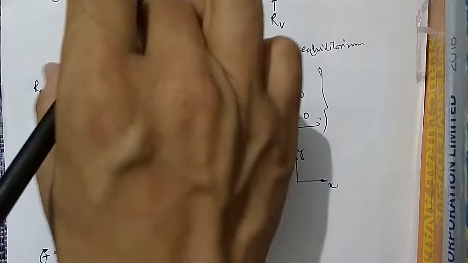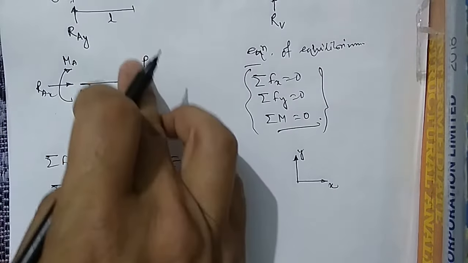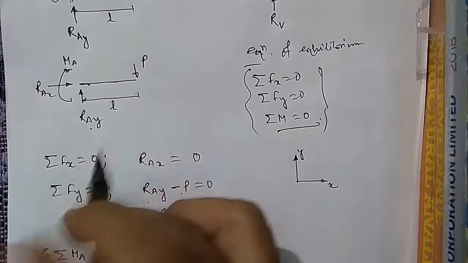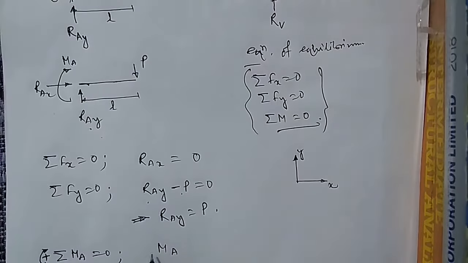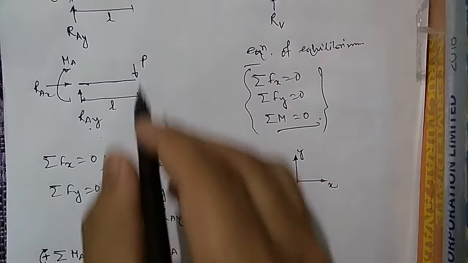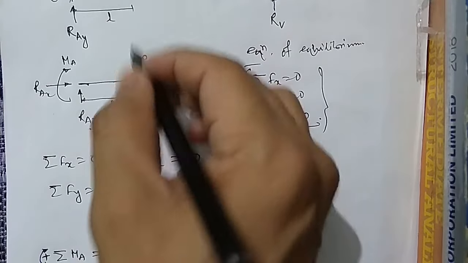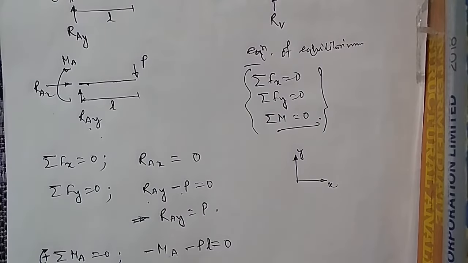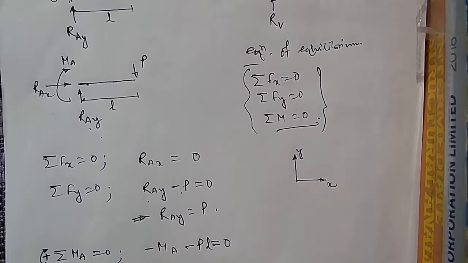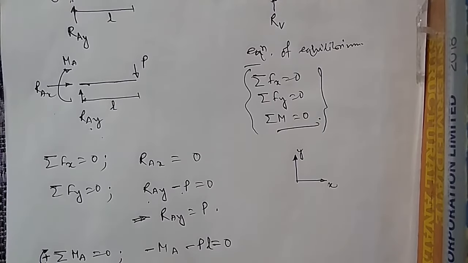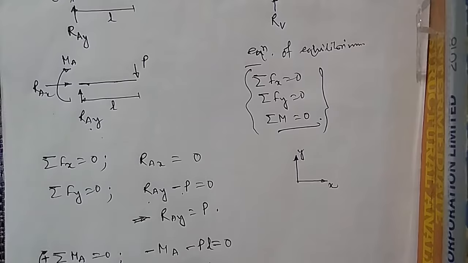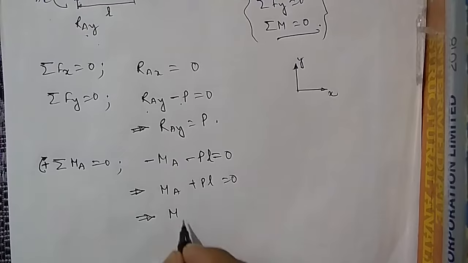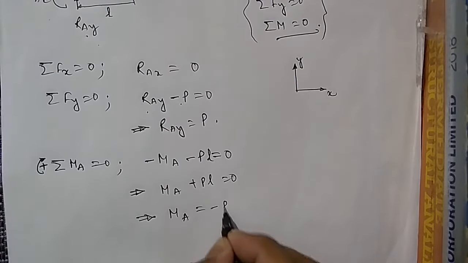P tries to rotate clockwise, so minus P into L, and MA positive, so plus MA, equals 0. This implies that MA plus PL equals 0, which implies that MA equals minus PL.